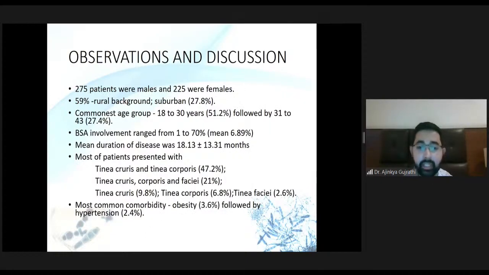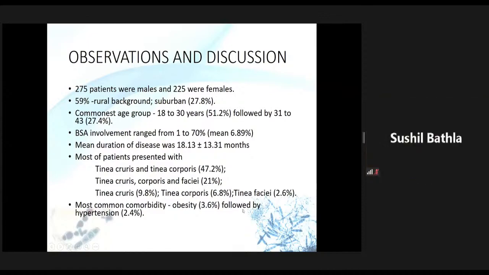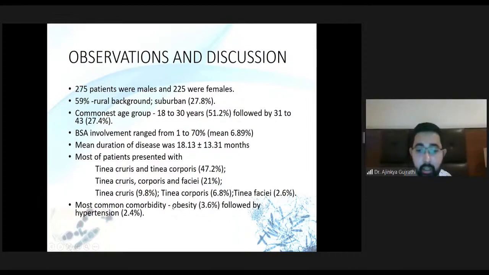When it comes to clinical examination, we saw that the combination of tinea cruris and tinea corporis was the most common, followed by a combination of tinea cruris, corporis, and faciei, and tinea corporis alone. When it came to comorbidity, we found that obesity was the most common, unlike other studies which have majorly implicated diabetes to be one of the major causative factors.